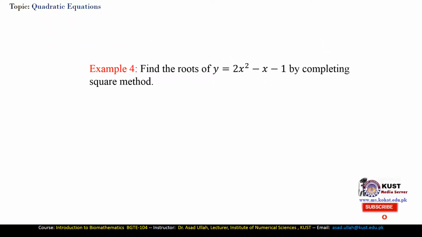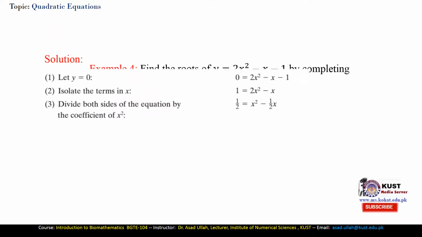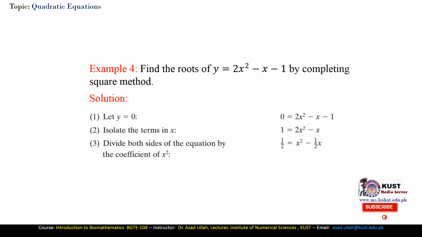Now example number 4 is also a quadratic function. We will find the roots of this quadratic function by using the completing square method. We use the following steps. First we use y is equal to 0. So we get 2x square minus 1 is equal to 0. Now in step 2, isolate the terms in x, that is shift minus 1 to the right side, we get 2x square minus x is equal to 1.